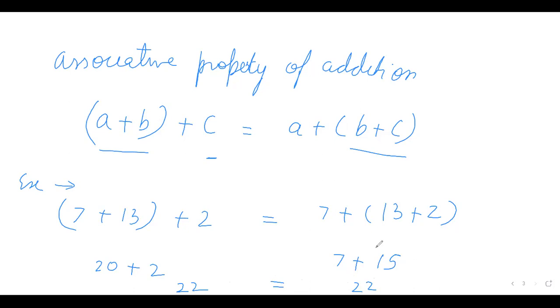Rakshita, are you able to understand? Yes, ma'am. Great. So these are the three properties of addition which you need to concentrate on. First is called closure property. Second is called commutative property. And third is called associative property.